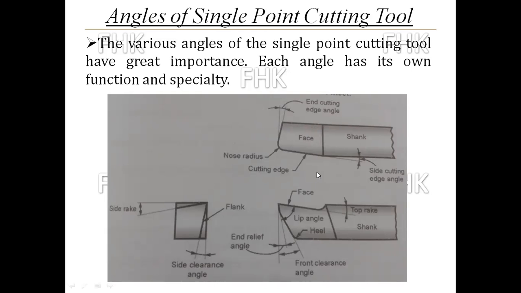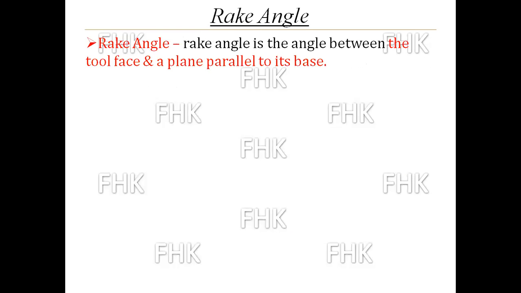That image you have to draw in the examination, showing the different angles which are provided to a single point cutting tool to make it a single point, and each angle has its significance. The first angle which is given to the raw material or blank shaft is nothing but the rake angle. A rake angle is the angle between the tool face and a plane parallel to its base.